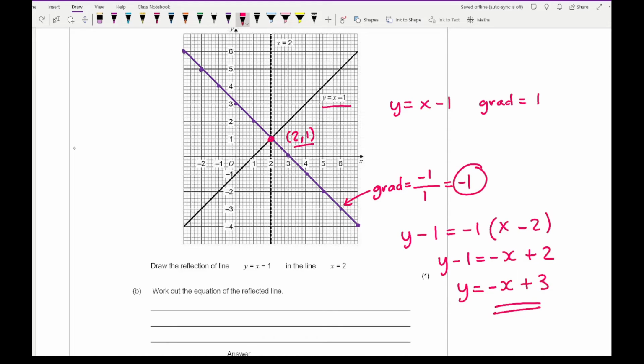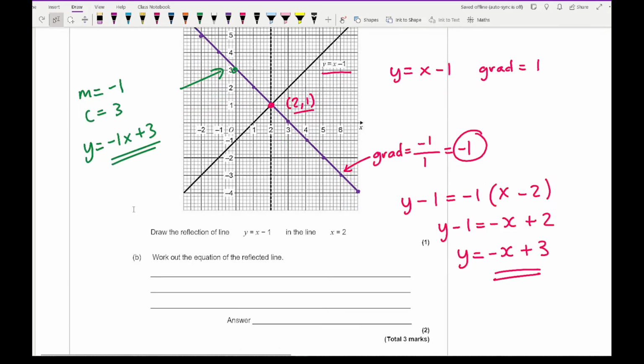And there we go. Alternatively, rather than using that, once I've got the gradient, I can see where it crosses the y-axis. So here m equals -1, c equals 3, so it's just going to be y equals -1x plus 3, and again exactly the same answer. You may have found that a lot quicker.